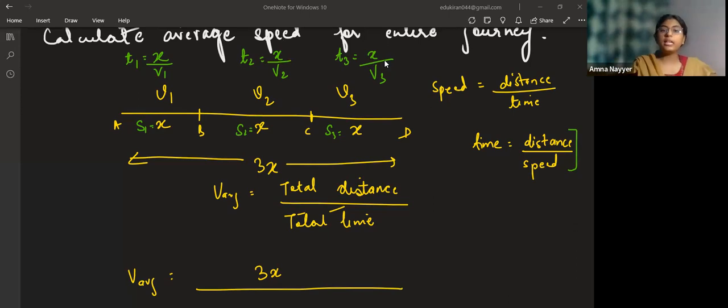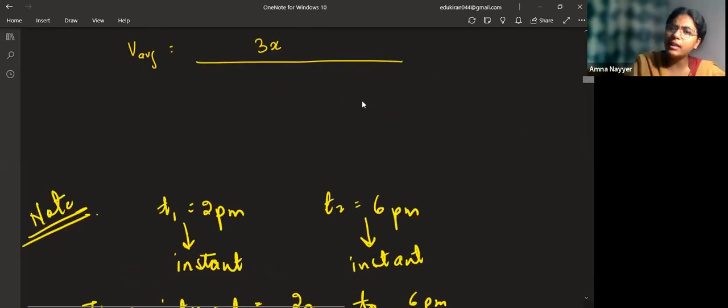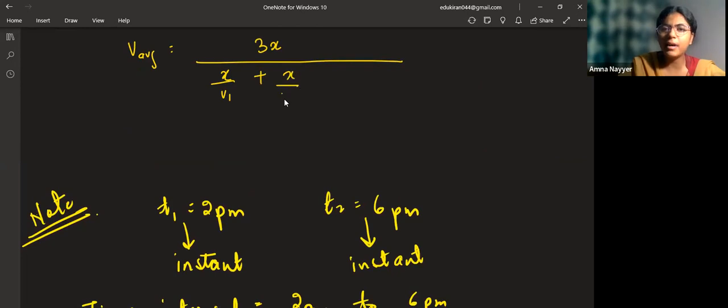All right. So individual time we have calculated T1, T2, T3. So what we can do, total time will be add all the time. It means x by V1 plus x by V2 plus x by V3. This was T1, remember? This was T2 and this was T3. All of you have answered this individually. So total time would be this, total distance is this. Now you just have to solve it. See, how can we solve this?